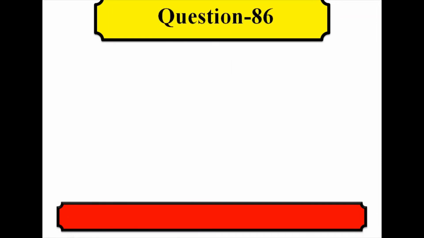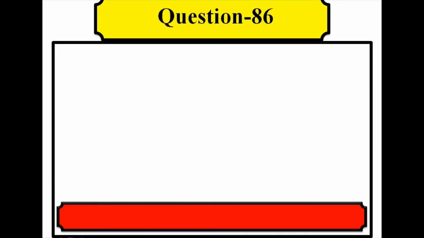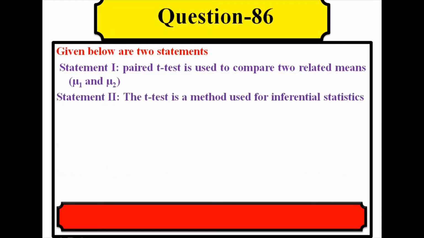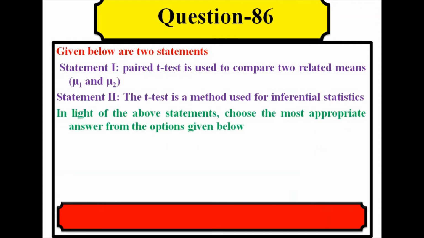Question 86. Given below are two statements. Statement I, paired t-test is used to compare two related means, mu1 and mu2. Statement 2, the t-test is a method used for inferential statistics. In light of the above statements, choose the most appropriate answer from the options given below.